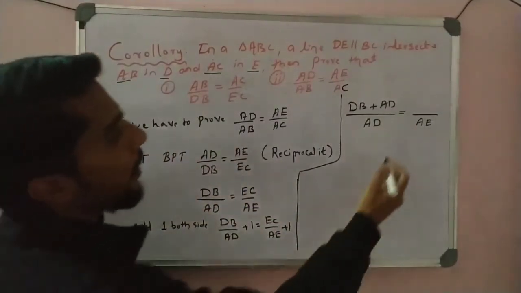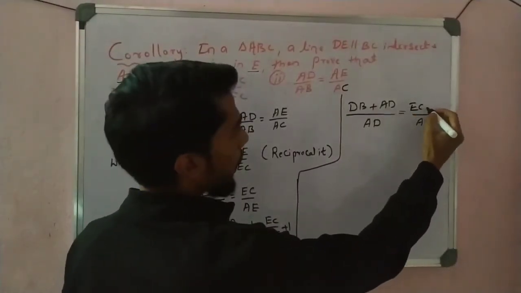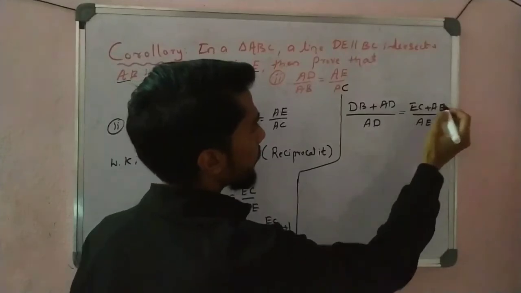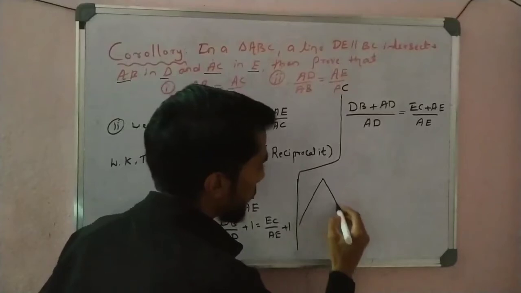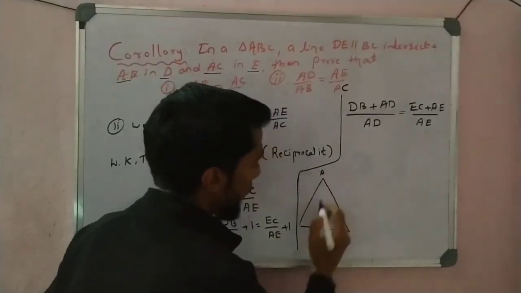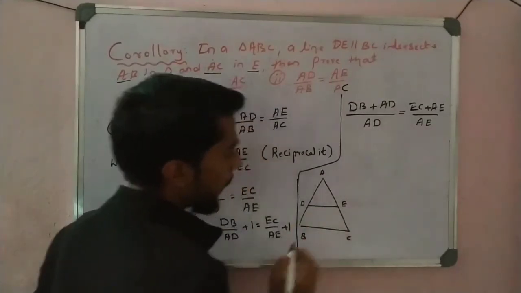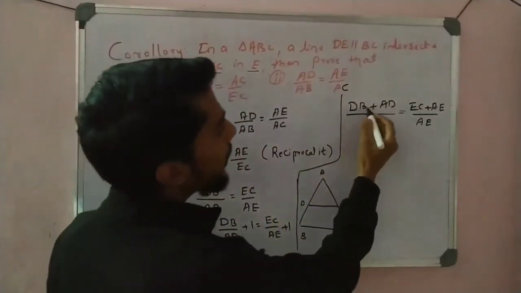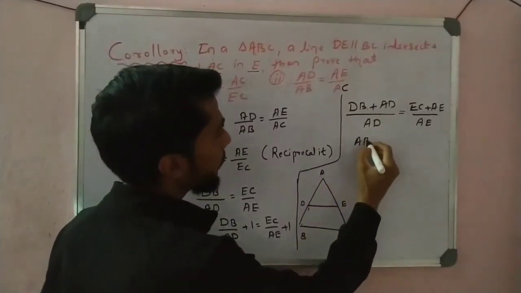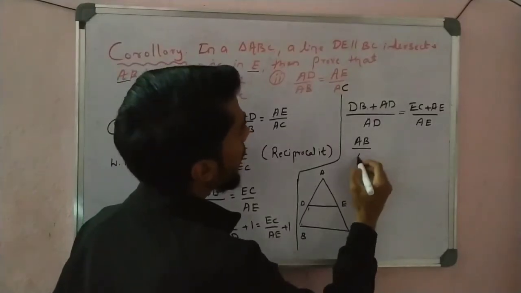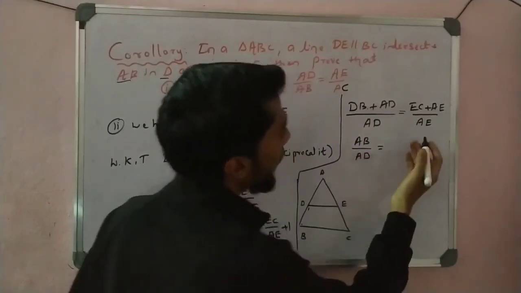See here. Now I think EC plus LCM is AE. Okay, now let us see. I can look at the diagram now. I write the diagram here. Okay, triangle ABC divided by DE. Now see here, what is there? DB plus AD, nothing but AB, divided by AD.